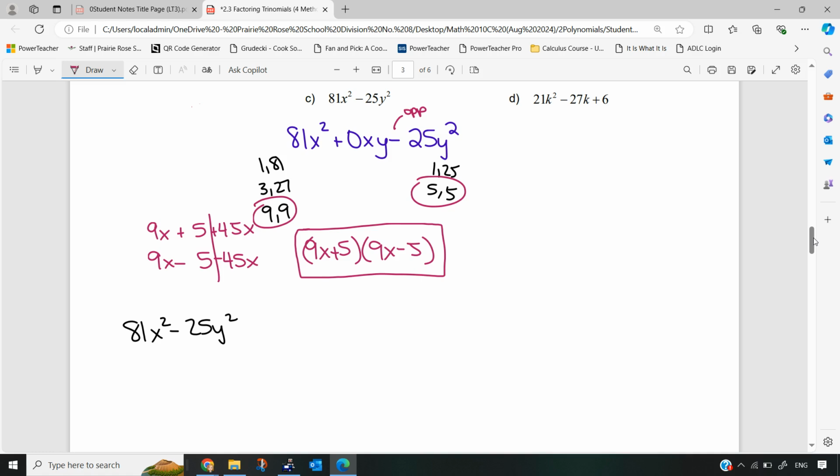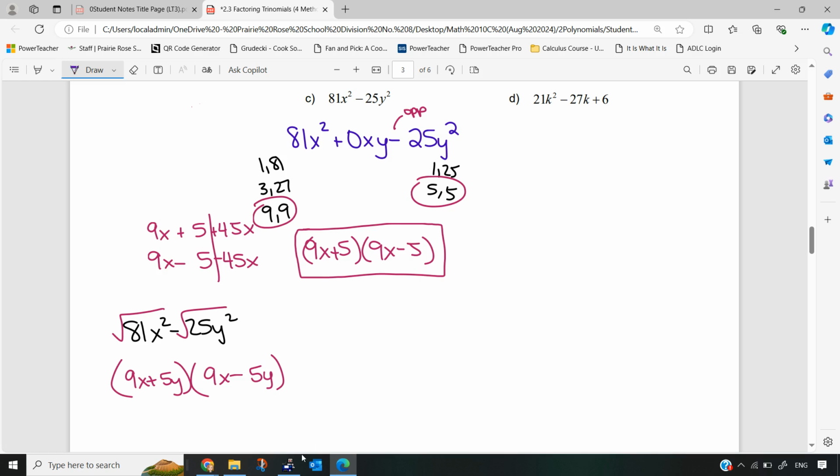And because this is a difference of squares, we could use our shortcut, so we can square root both terms. In the front of each bracket, root 81x squared would be 9x, so that goes in the front of each bracket. The square root of 25y squared is 5y, so that would go in our back bracket. And then we need opposite signs, so plus minus or minus plus.